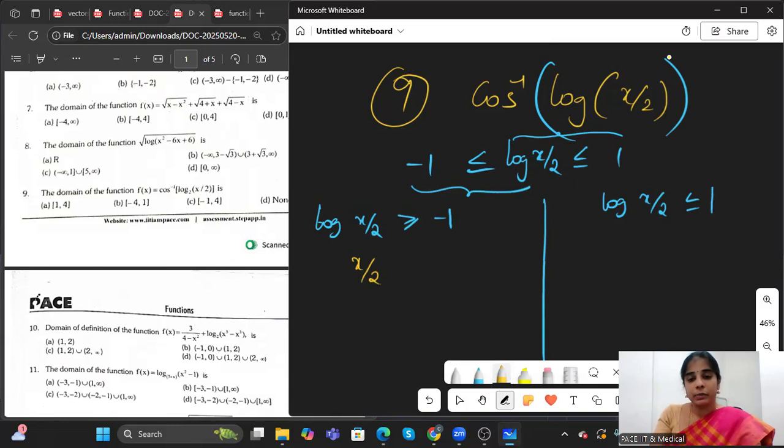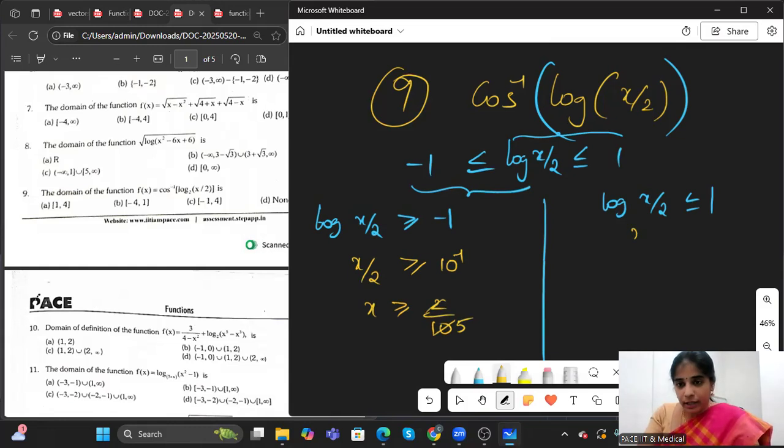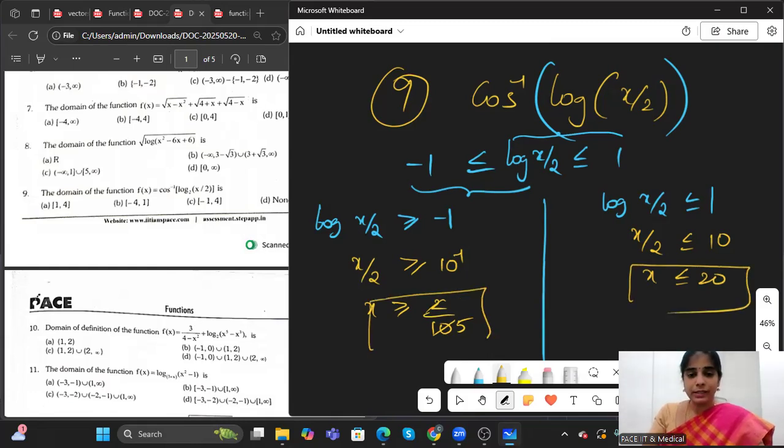So obviously x by 2 is greater than or equal to 10 to the power minus 1, that is x greater than or equal to 2 by 10, which is 1 by 5. Now coming here, x by 2 is less than or equal to 10 to the power 1, that is x less than or equal to 20. So x is greater than or equal to 1 by 5 and up to 20, right? So do you find the options? Let us check.